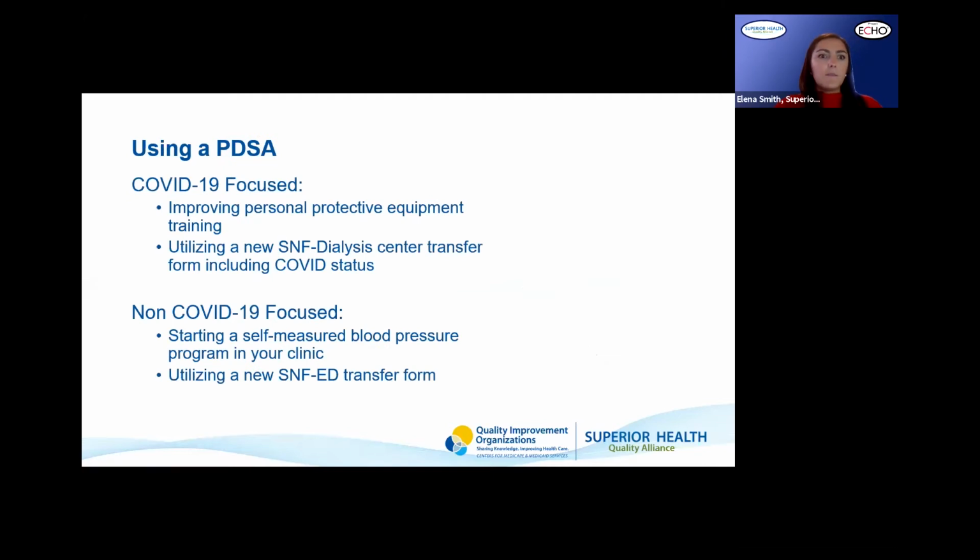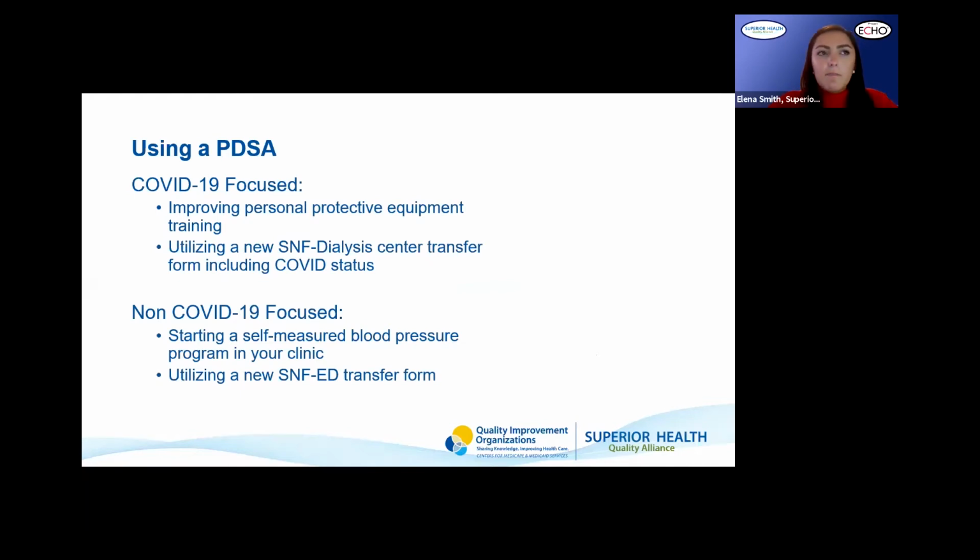So, using a PDSA in what you're doing right now. We want to always have 2 different stages throughout this presentation. I'm going to explain some ways you might be able to use this right now in COVID-19, but also ways so that we know someday this is going to be over and what will we be focused on then. I know that COVID-19 is taking up so much of everyone's energy right now, so I want to give some meaningful things to do right now, but also as we're looking to the future, what can we also utilize it for?